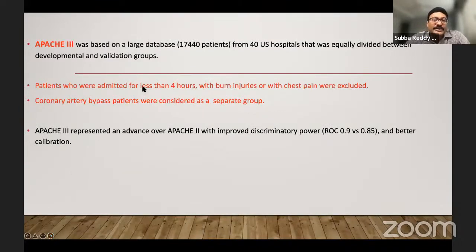Apache 3 was based on a large database of around 18,000 patients from 40 intensive care units in the US. The patients were admitted for more than 4 hours. They excluded a few patients, such as burns patients and chest pain patients. If they are admitted for only a few hours, they are excluded from the scoring system. CABG patients were excluded. Apache 3 represented an advanced scoring system, with better ROC and better calibration and specificity than Apache 2.